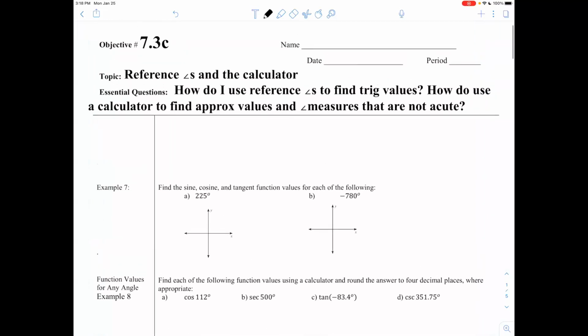Hi everybody. Today's objective is 7.3c, and this is the last objective for unit 7 when we're dealing with degrees. Next we will be moving into radians to measure angles. Okay, so the topic today is reference angles and the calculator.